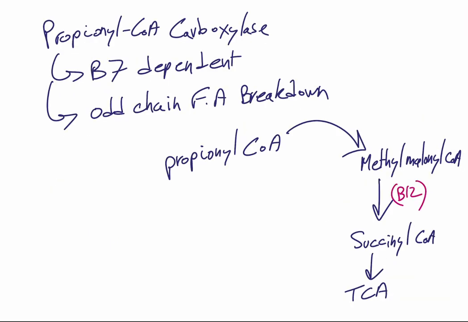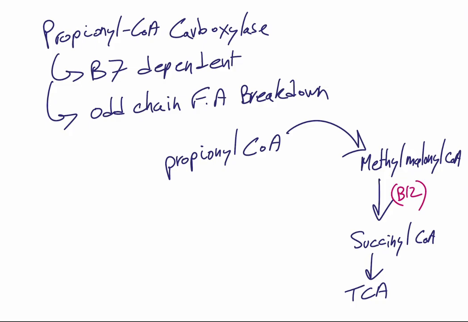Next up, propionyl-CoA carboxylase. This also needs vitamin B7, aka biotin. It's involved in the breakdown of odd chain fatty acids, and it converts propionyl-CoA to methylmalonyl-CoA, which then becomes succinyl-CoA, which is B12 dependent. It then results in the entry to the TCA cycle.